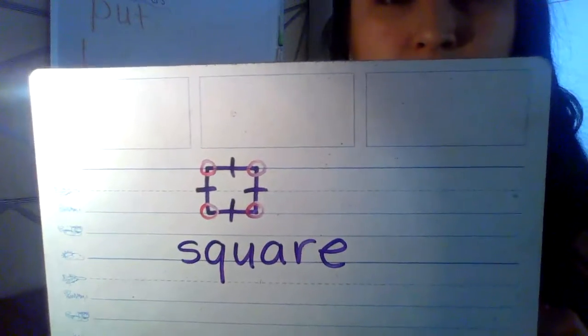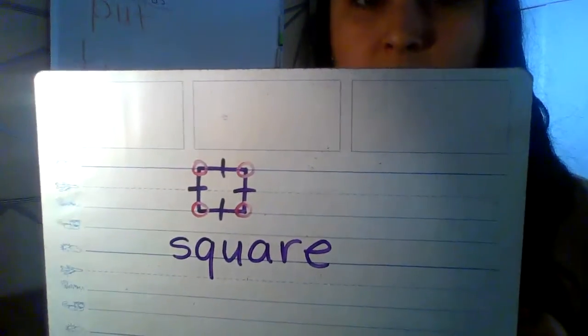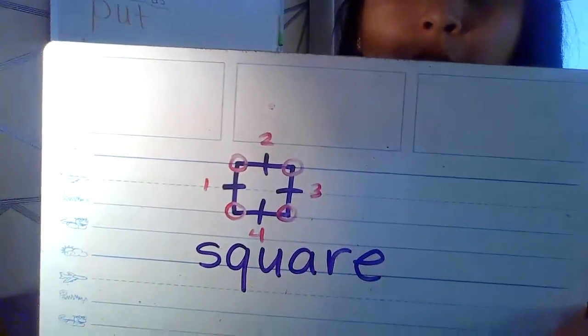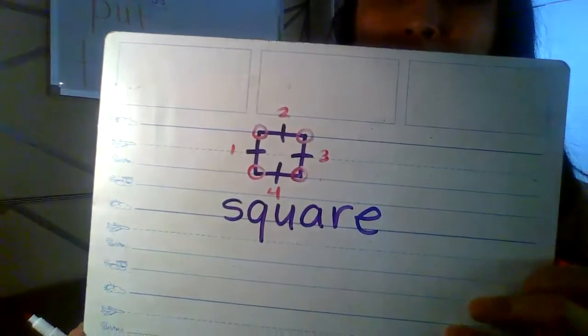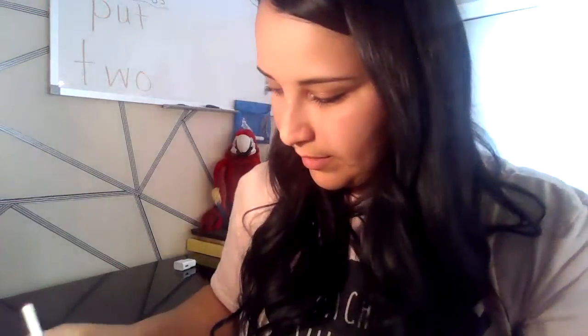So on the circles, I have circled our corners, and the lines, that means I counted my sides. So if I wanted to get really fancy with it, I could even put numbers on it, like that. Just so that I make sure I'm not counting a side that I already counted.